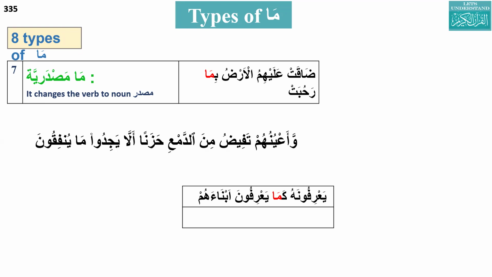So it will convert the verb into masdar. This is called ma masdariya. Let us try to understand with the example, like here, وَأَعْيُنُهُمْ تَفِيدُ مِنَ الدَّمْعِ حَزَنًا أَلَّا يَجِدُ مَا يُنْفِقُونَ. So here, if we see the ma, this is ma. Here we have the verb, يُنْفِقُونَ. This is a verb. Let's see how this ma can change a verb into a noun, into a masdar.